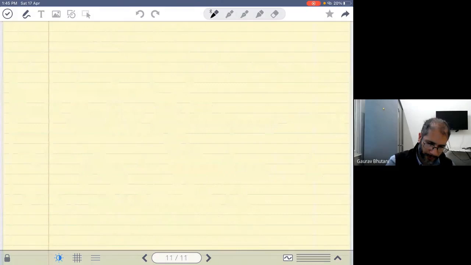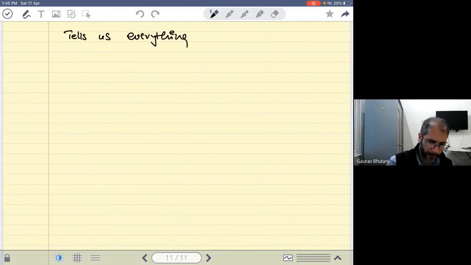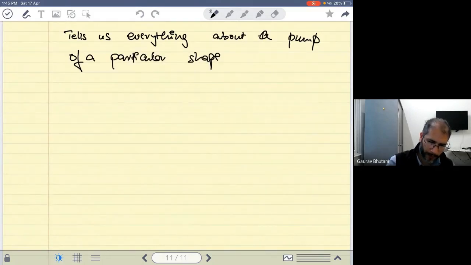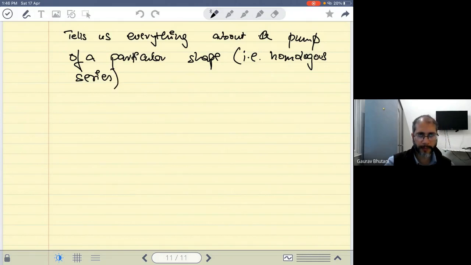Okay, so this expression is about a pump of a particular shape, or we also say of a particular homologous series. Smaller pumps, bigger pumps, it doesn't matter, as long as the shape is the same, as long as they are from the same homologous series, then I know the relationship between them.